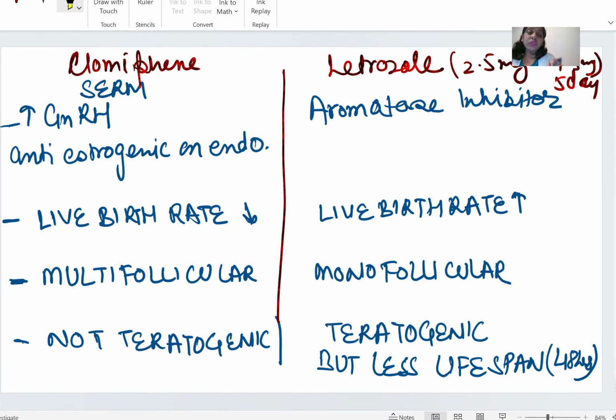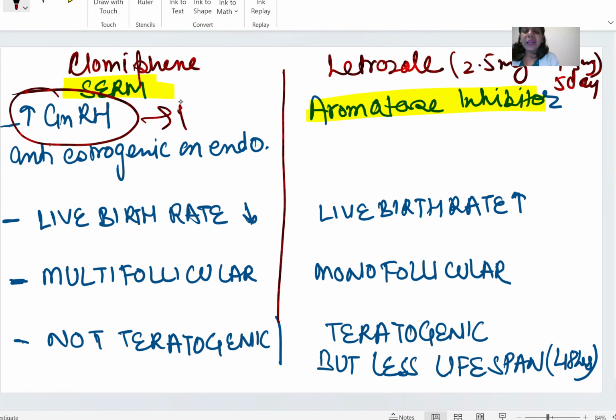So letrozole is basically an aromatase inhibitor. And clomiphene is a SERM, selective estrogen receptor modulator. So it is estrogenic at some sites and anti-estrogenic at other sites. It increases the GnRH by blocking the estrogen receptors in the hypothalamus. So it increases the GnRH, increases the FSH, and increases the follicle size.